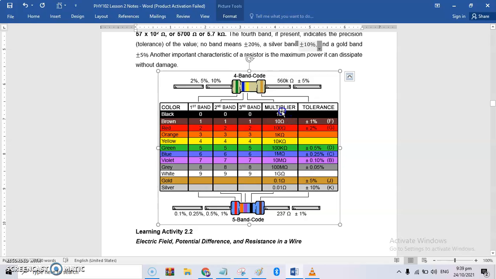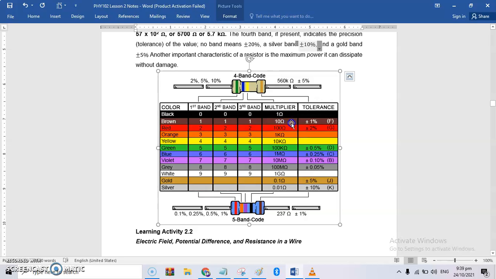Okay na. Now, going back to the multiplier, the yellow band is 10 kilo ohm. Okay? And the tolerance, the gold is plus and minus 5%. So that is why 560 kilo ohm plus and minus 5%. Okay na?